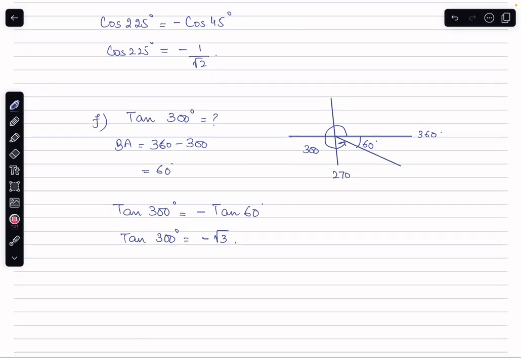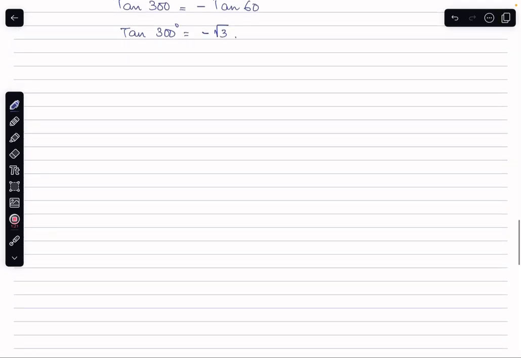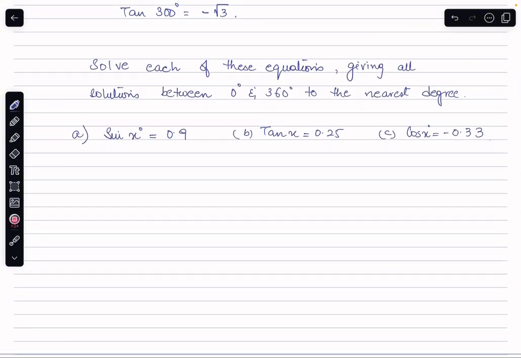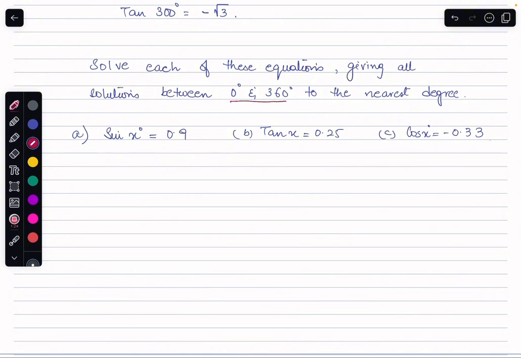Now, after understanding the concept of locating the quadrant and then getting the basic angle value, let's move on to solving equations. First we'll do some simple questions. Solve each of these equations giving all solutions between 0 and 360 degrees. This is the key phrase to underline. They are saying it has to be between 0 and 360 degrees, and we have to give the answer to the nearest degree.